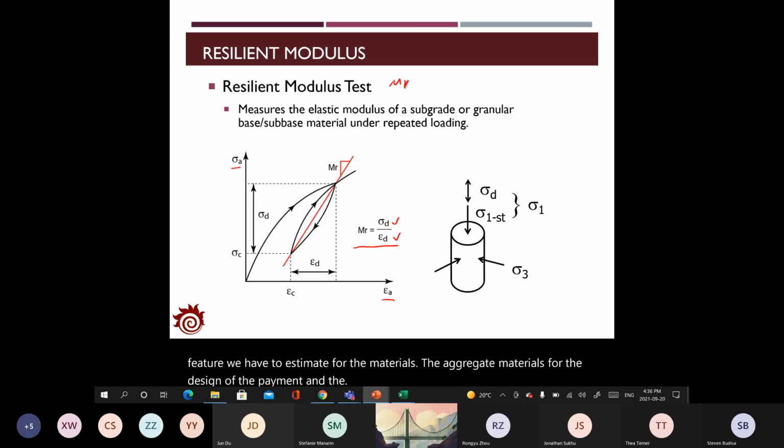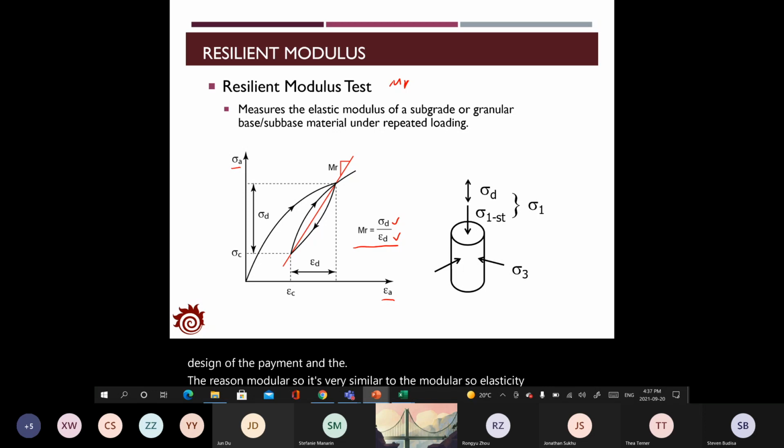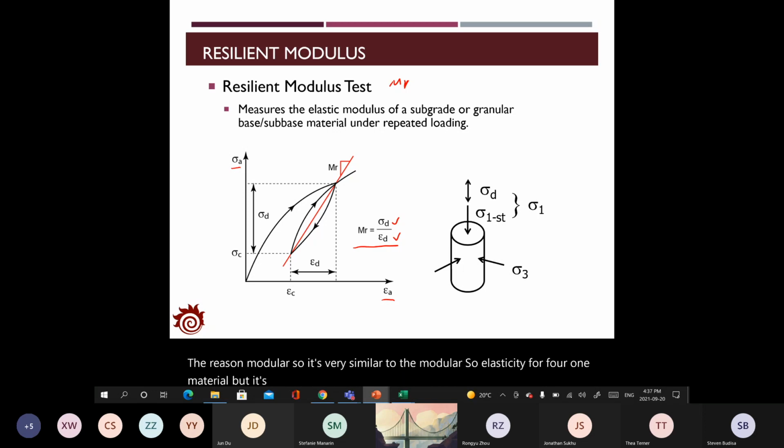the resilient modulus is very similar to the modulus of elasticity for one material, but they have some difference. Basically, the modulus of elasticity is the property of one material, and it cannot be changed based on the external conditions. But the resilient modulus is changing with respect to the moisture levels, the loadings applied to the materials, and so on. So it's an empirical feature instead of a physical feature.